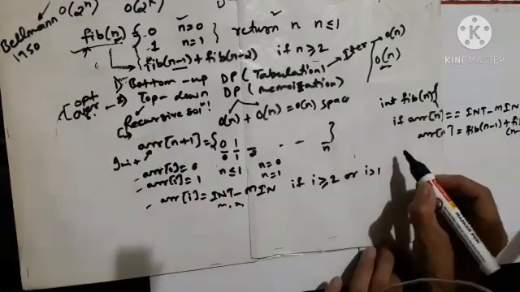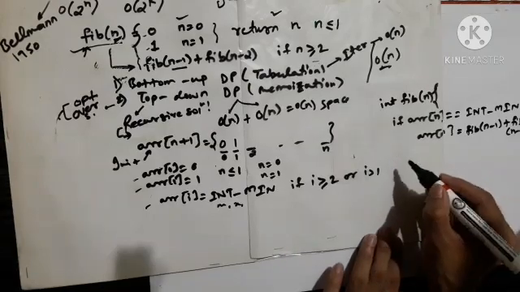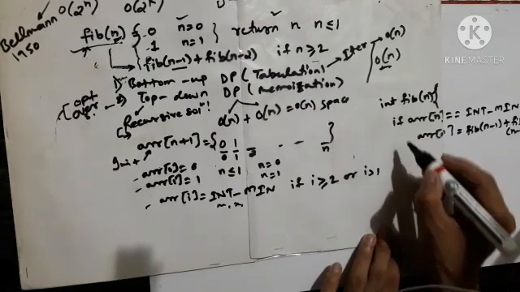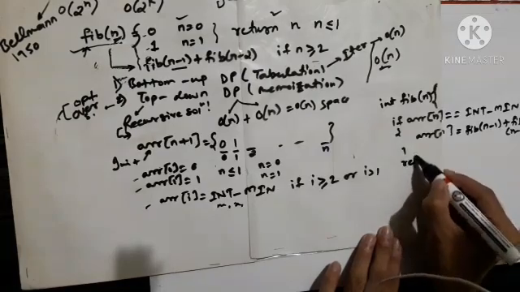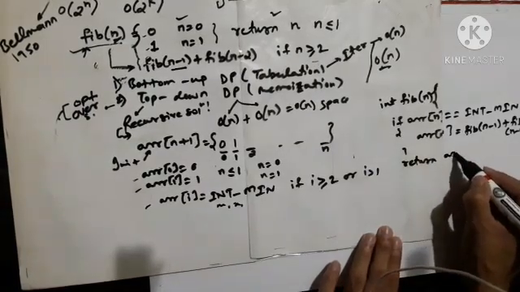This is the coding part. And after that, basically this is under the if condition, and then I have to return array of n.